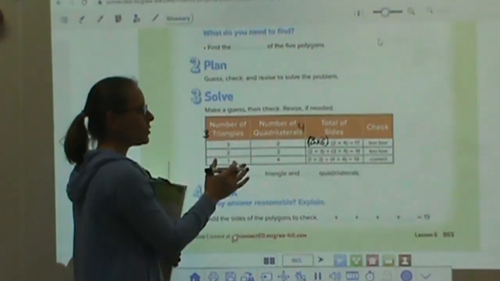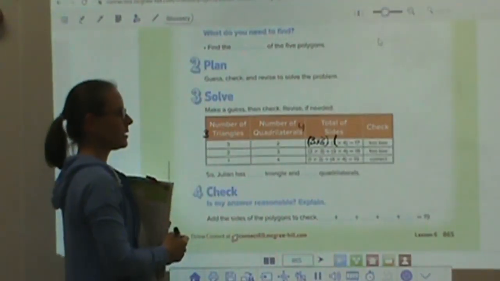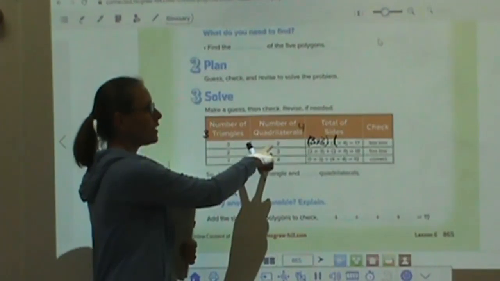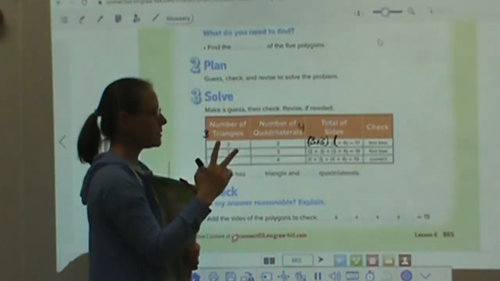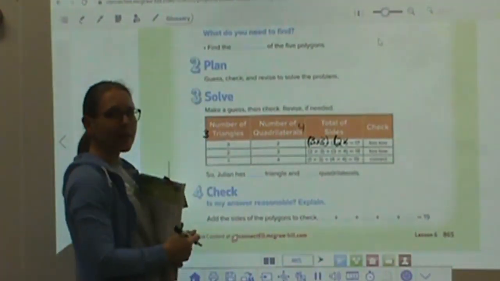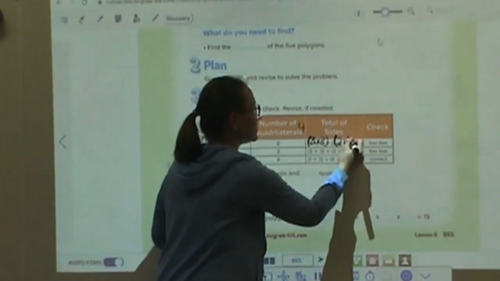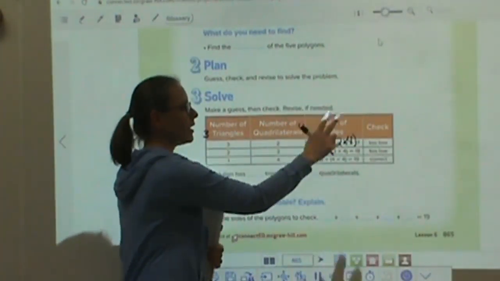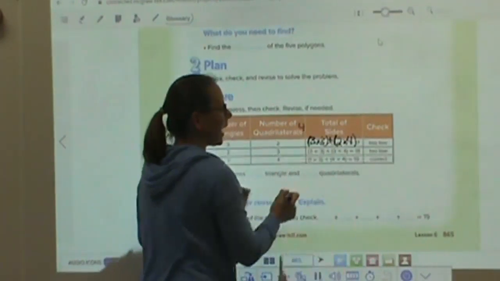Now we're going to actually figure out the total number of sides for the quadrilaterals. They're saying, okay, let's guess that we have 2 quadrilaterals. So we'll put a 2 here. And we're going to multiply that by the 4 sides that each quadrilateral has. Okay, so now we have our triangles here and our quadrilaterals here. We're going to solve that and add it together.